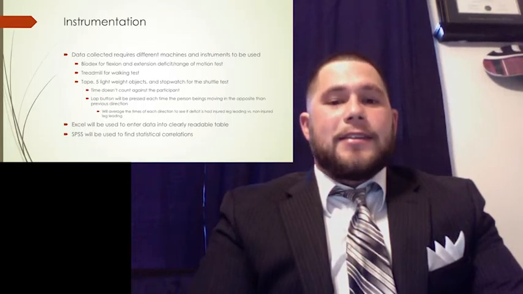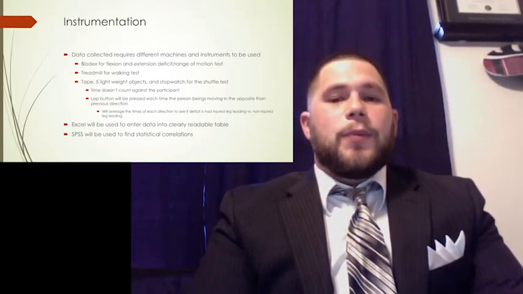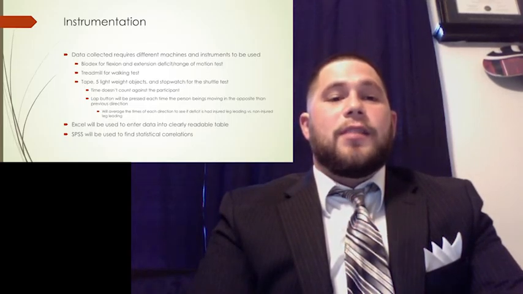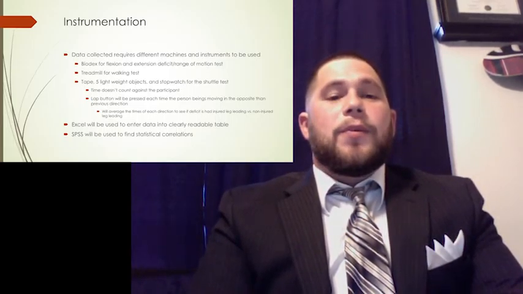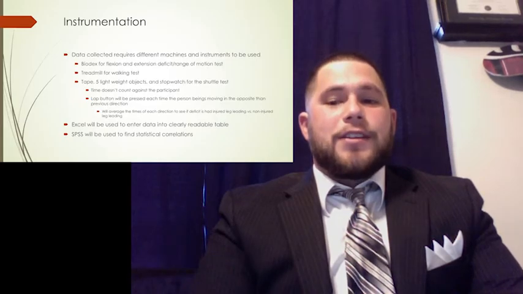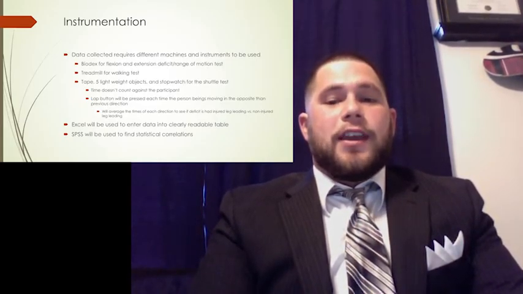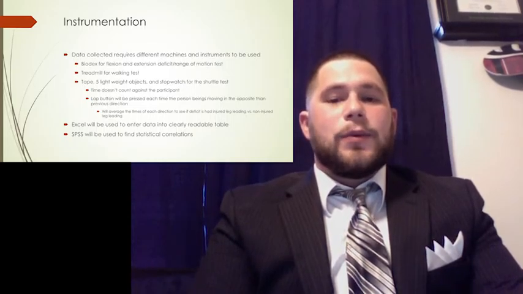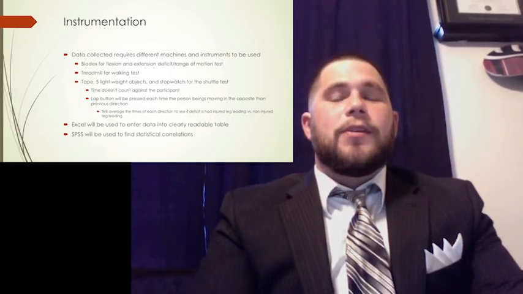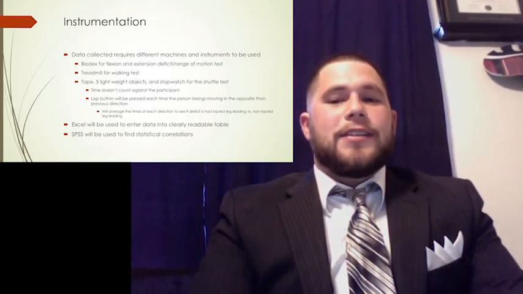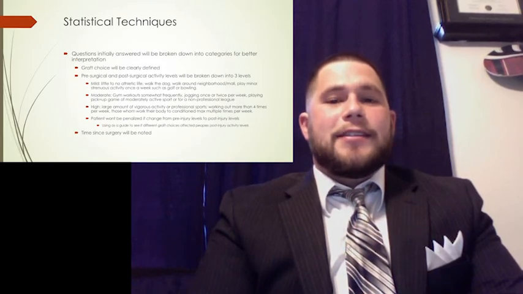The time won't count against the participant, but the lap button will be pressed each time the person begins moving in the opposite direction than previous. We will then average the times of each direction to see if a deficit is had with an injured leg leading versus a non-injured leg leading. Excel will be used to enter the data into a clearly readable table, and SPSS will be used to find statistical correlations.